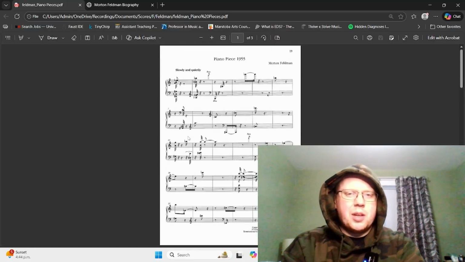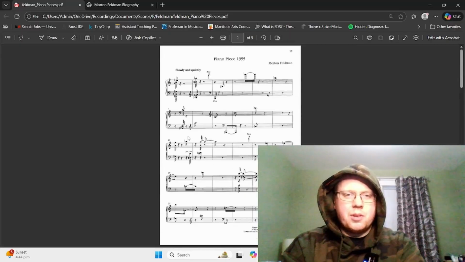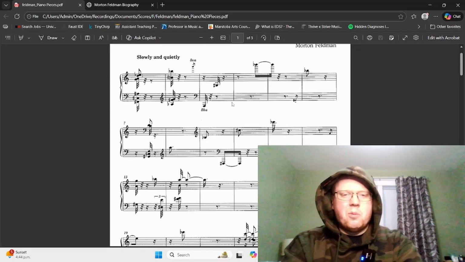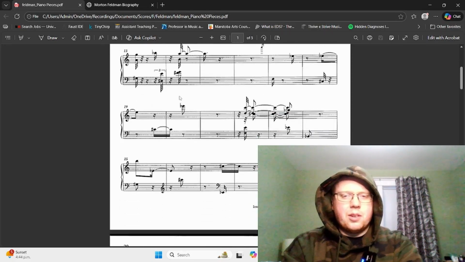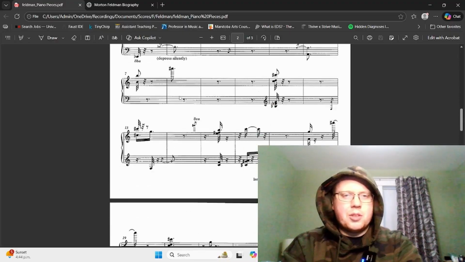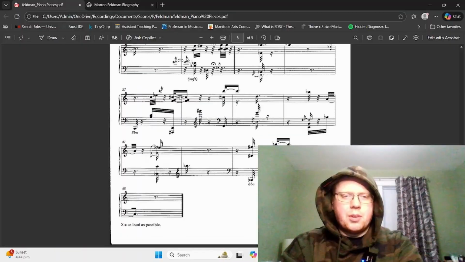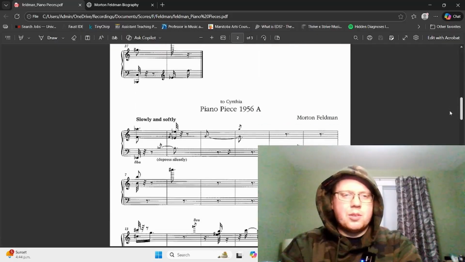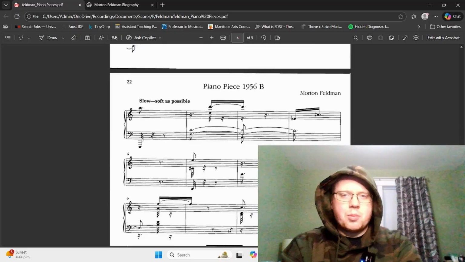Yeah, the first piece is 1.5 pages, and then 2 pages for this one. You can see that they're pretty strictly notated, but there's definitely some weirdness going on with the rhythms, and I believe this first piece is all in 3/16 to the measure, as is this one, as is this one. So that's one common feature of them all. They're all sort of in the same meter. Slowly and quietly, slowly and softly, slow, soft as possible.